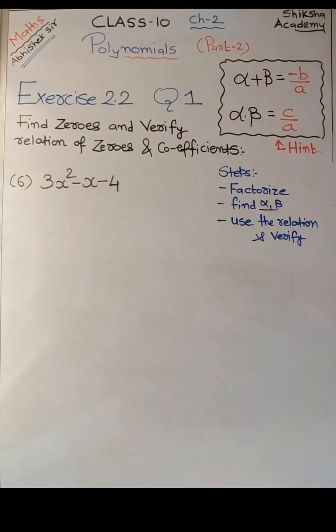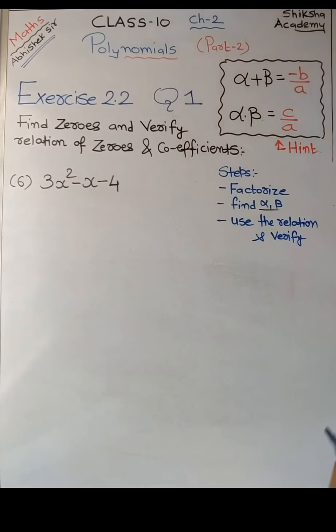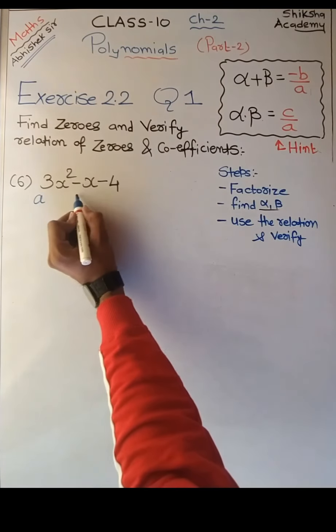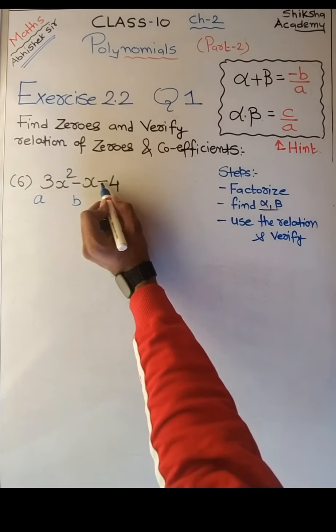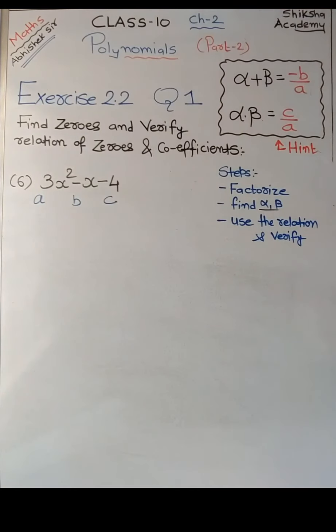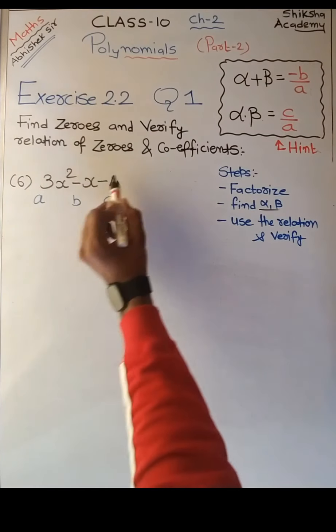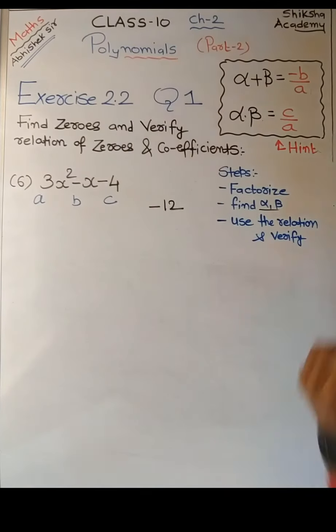The last question of the first part is 3x square minus x minus 4. So what is a? It is 3. What is b? Only minus is written, so it is minus 1. And c is minus 4. Let us start with the first step, that is factorization. Over here we have 3 into minus 4. So 3 into minus 4 is minus 12.